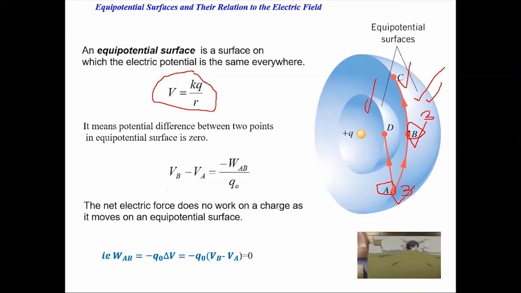Then how much work do I have to do to move the charge from here to here? From A to B. So what is V_B? V_B is 3. What is V_A? V_A is 3. Then what is W over Q?